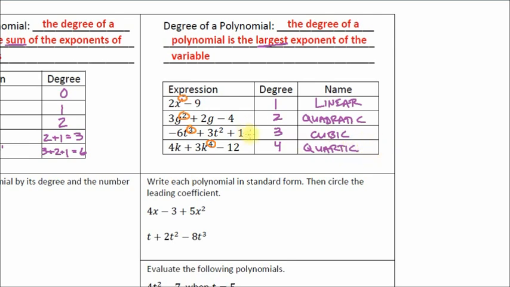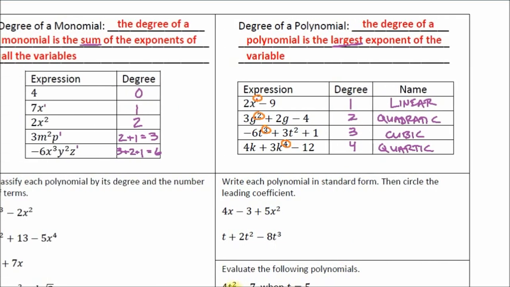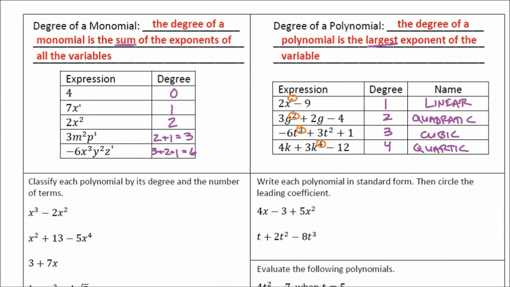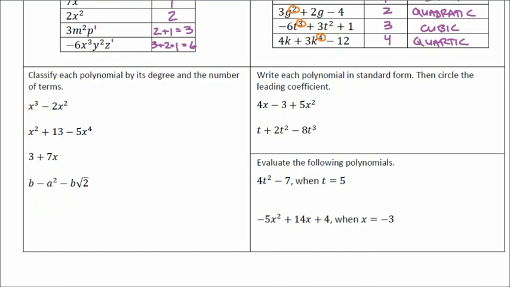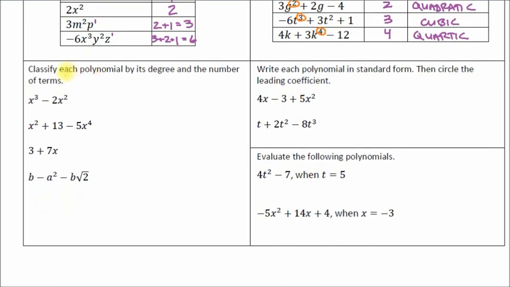Alright, you're not going to get any degrees higher than that probably in this class. So there is how we find the degree of a monomial and the degree of a polynomial. Let's take a look at our other questions that we're going to be answering on this page. Next section, classify each polynomial by its degree and the number of terms.